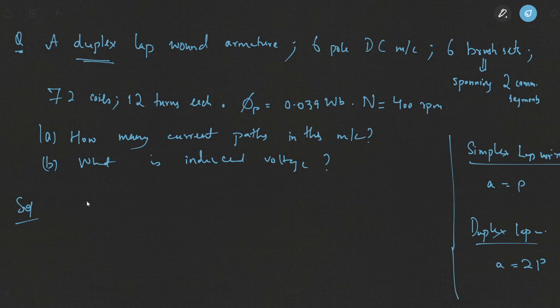Now let's find out the number of current paths. We know the number of current paths for a lap wound machine is equal to P, but for a duplex case it will be equal to 2P. So the number of parallel paths, A, is equal to 2P in this case, not equal to P, which is for the simplex one. Since P is equal to 6, 2 into 6 means A is equal to 12. There are 12 parallel paths in this machine.